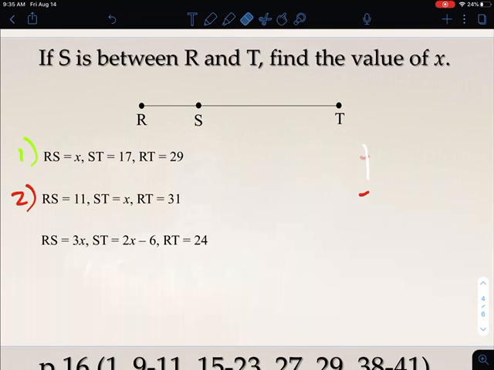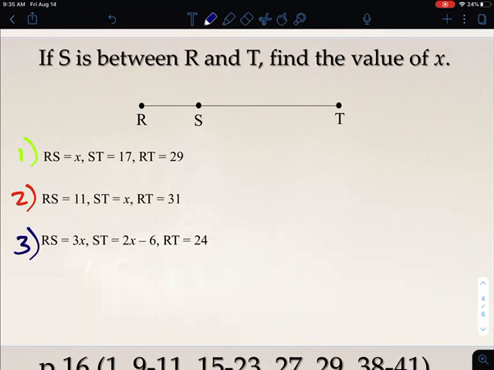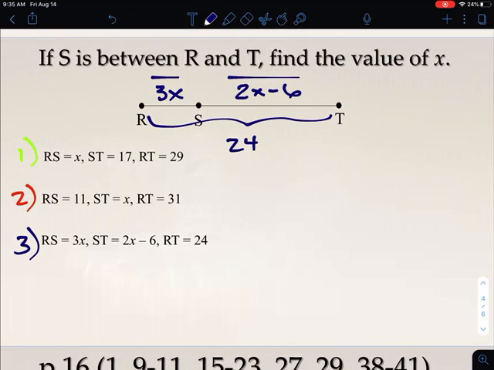Now, ones that are a little bit trickier are the ones like this third example. For this third example, they say RS has a length of 3x, ST has a length of 2x minus 6, and RT has a length of 24. Now it's not as simple as taking one piece minus the other, or one piece plus the other, and solving it quickly. Now I have to set up my equation. So I have to understand that my 3x plus my 2x minus 6, so taking one piece, 3x, plus the other piece, 2x minus 6, will equal the entire length, 24.